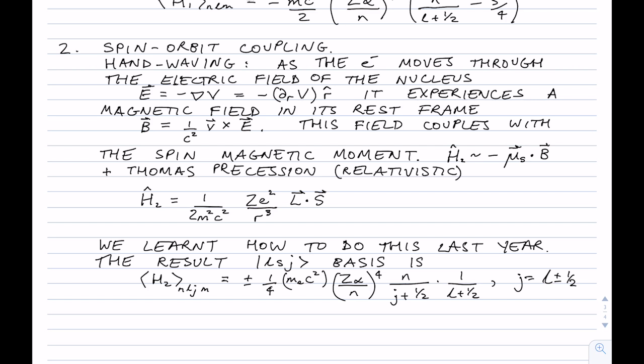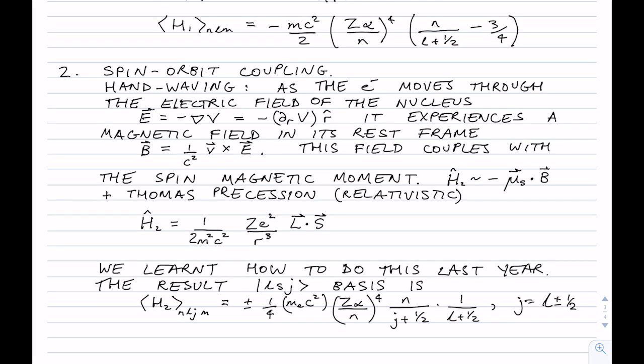Okay. So, two things. If you just scroll back up a bit, we can see the similarity between this one, H2, and the expectation value H1. They both have Z alpha over N to the power of 4. This 1 over L plus a half factor is in both, and there's an extra factor of 2 outside. But basically, it's looking really, really similar.